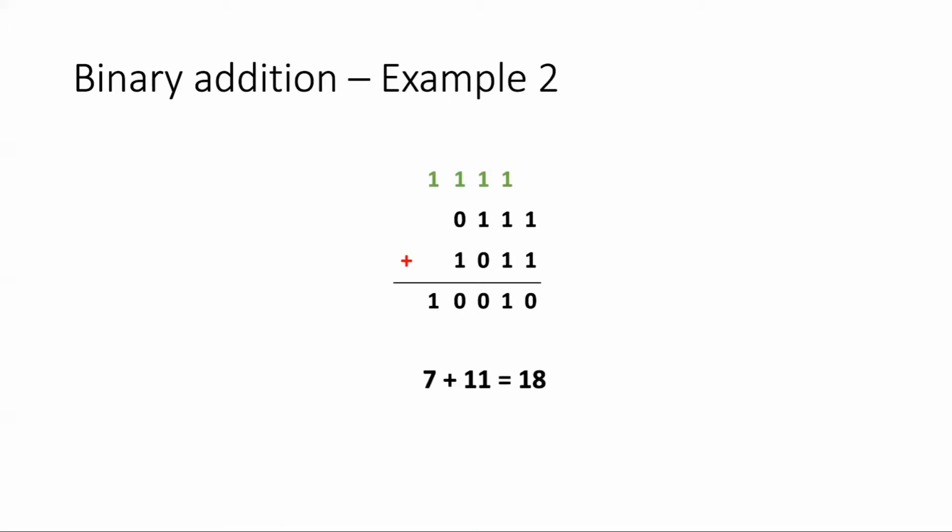And in the next row, we have 1 plus 2 plus 8, which gives us 11. So our result should be 18. Let's see if we have obtained 18 here. So this is 2, and this is 4, this is 8, this is 16. So we have 16 plus 2. This gives us 18. So we have calculated correctly.